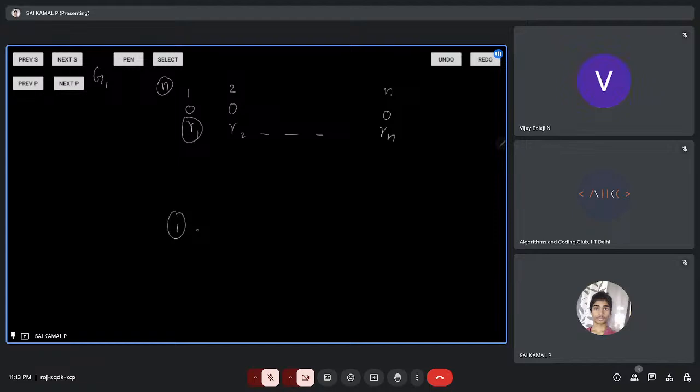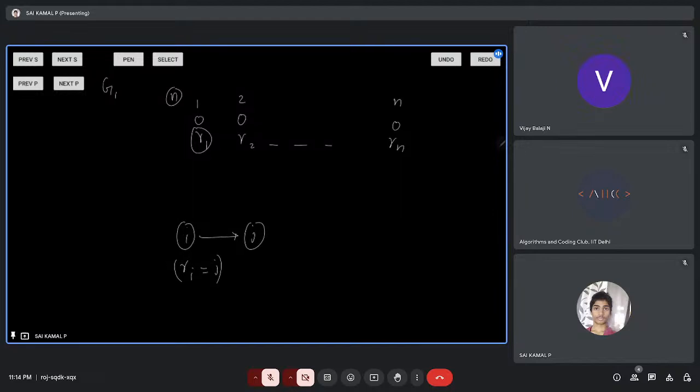So between node i and j, there would be an edge if r_i equals j. So if r_i equals j, you can represent this as a directed edge pointing from i to j. What this means is that this person has a plushie, and then in the next step, he would give it to person j.